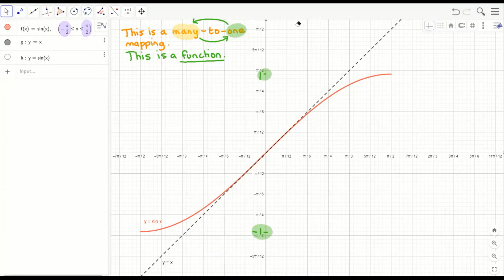So let's take some key points. Well, we've got the point pi over 2 and, beg your pardon, we've got the coordinates pi over 2, 1, as the maximum. Now, in the inverse function, those coordinates will swap over. So that means that 1 will map to the point pi over 2.